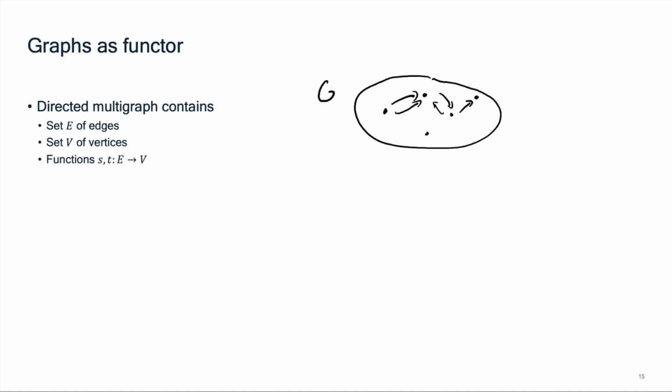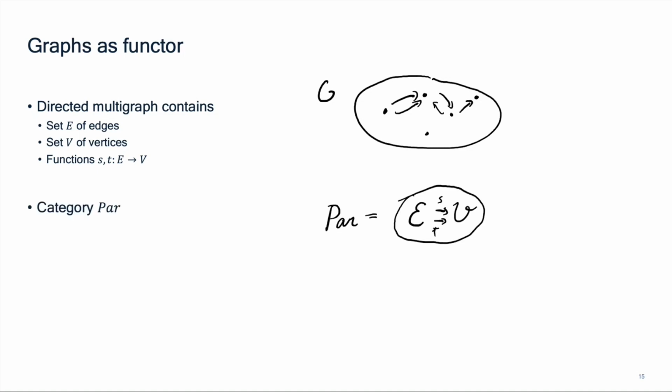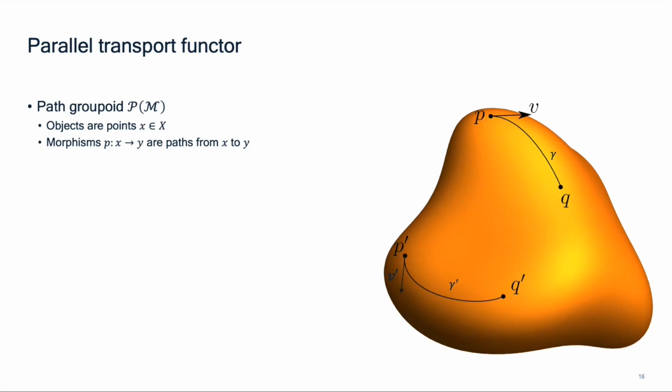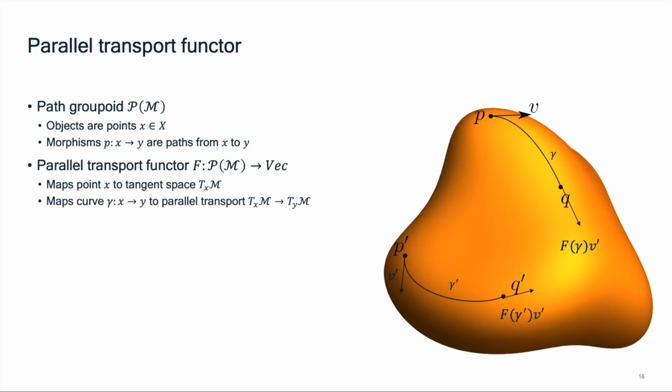Then I'll skip this, but there's a very nice way in which you can see graphs also as a functor from a simple abstract category to the category of sets. It's very nice, but I don't have time for it. And also we can see parallel transport as a functor from the path category to the category of linear maps. I'll share the slides, but I'm wrapping up now. Another thing that can be very elegantly described in category theory.